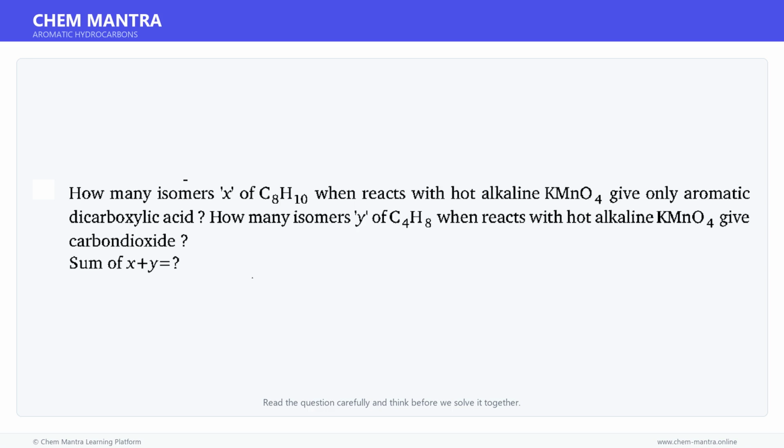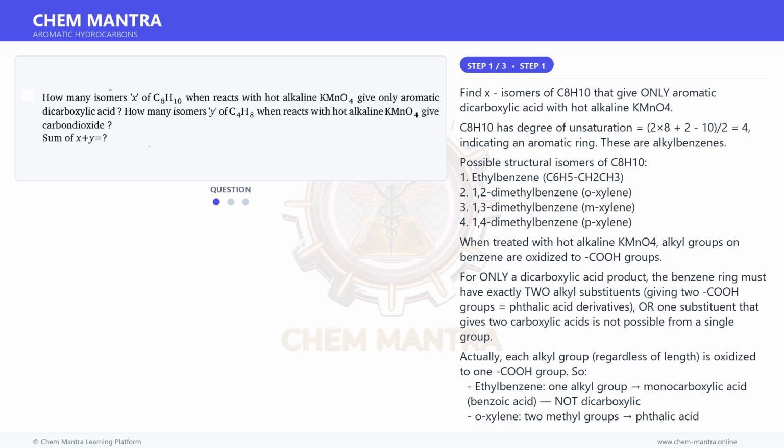Here is a numerical type question. Work through the numbers carefully. Let us solve it step by step. Let us begin solving this step by step.